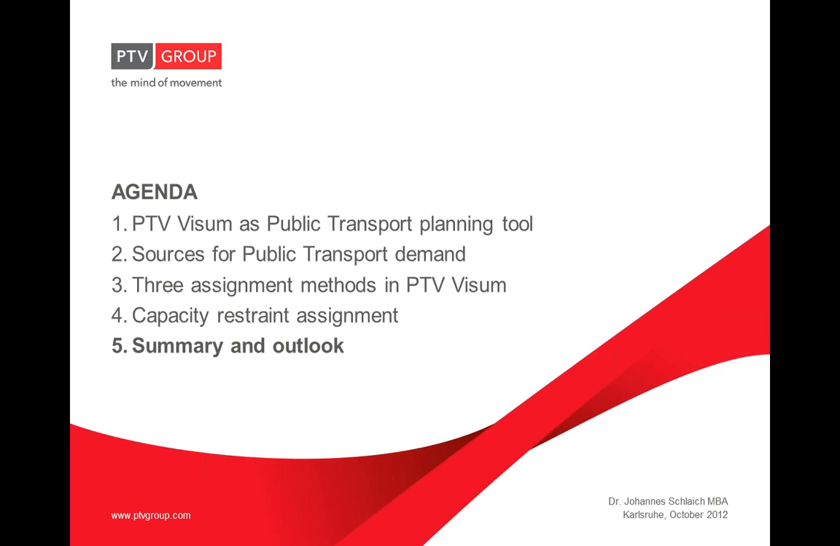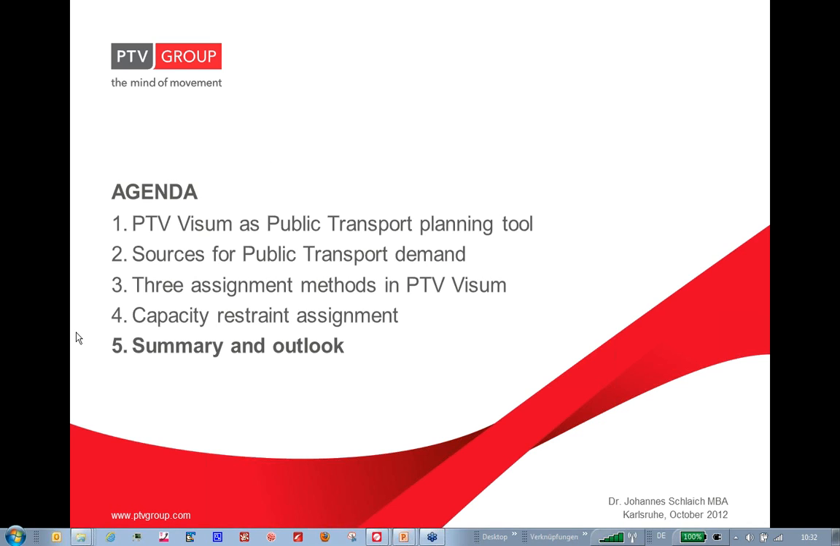So what we have seen today, as we are now coming to the end of this 30 minutes webinar, is that there are different sources for public transport demand. It can come from a model, it can come from surveys. And once we have this demand represented as a matrix or as different matrices for different time intervals, we then have in Visum 3 different assignment methods available, which is the transportation system-based assignment, the Headway-based assignment, or the Timetable-based assignment. Each of these assignment methods has advantages and disadvantages.